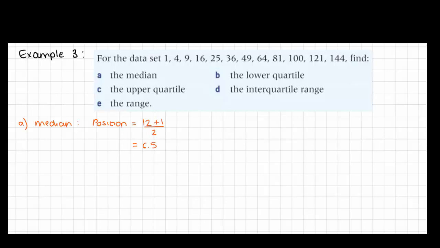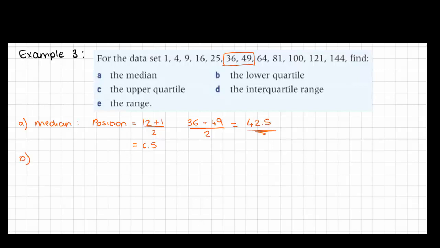So if we look at the data, we will find the 6.5 position is between the 6th and 7th numbers, which is between 36 and 49. Now, because it's between two numbers, we need to find the middle of these. So you can either do that in your head, or if you don't trust that, you can use this formula, which is add those two numbers together and divide by 2. And that will give us our median of 42.5.